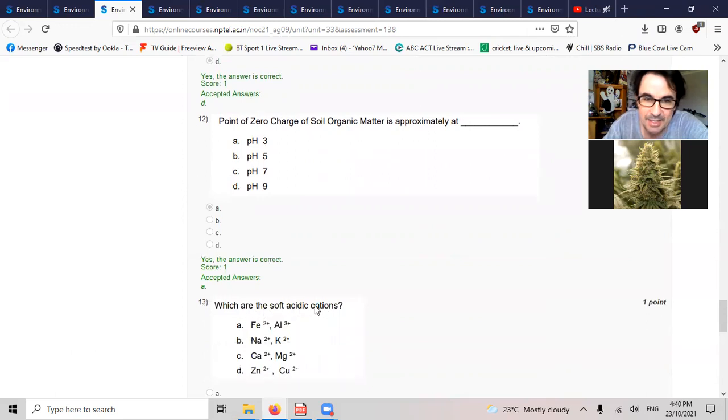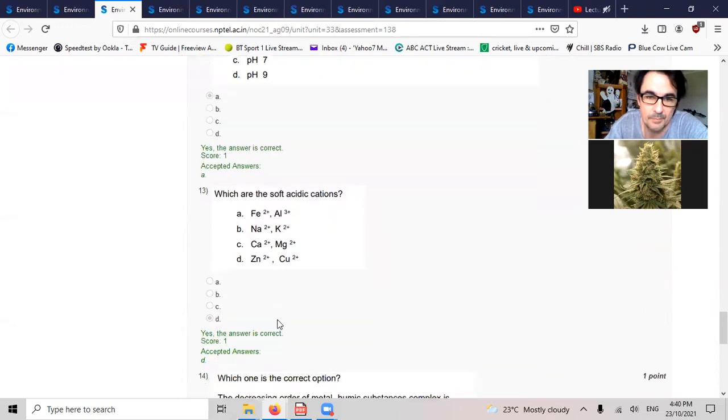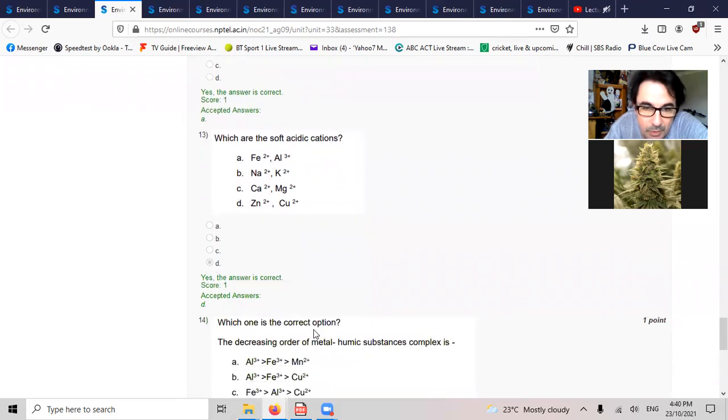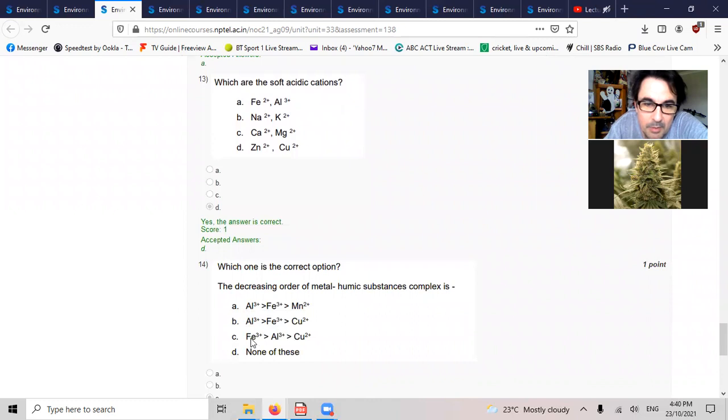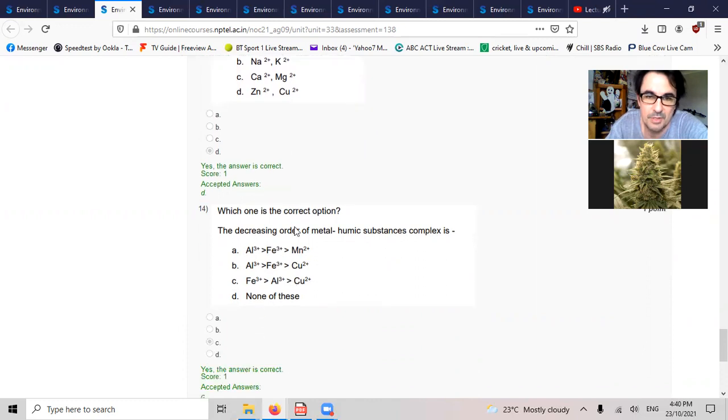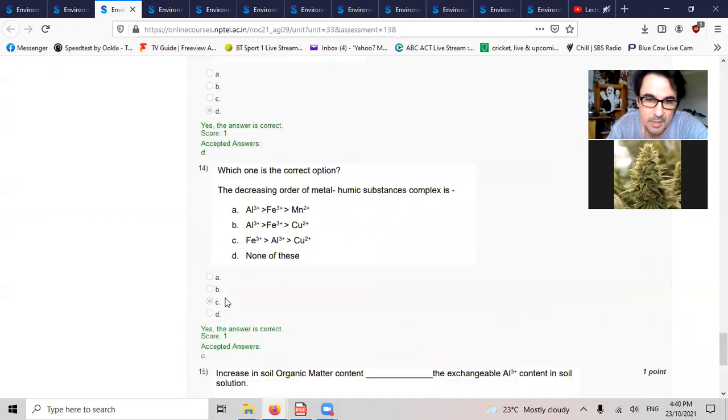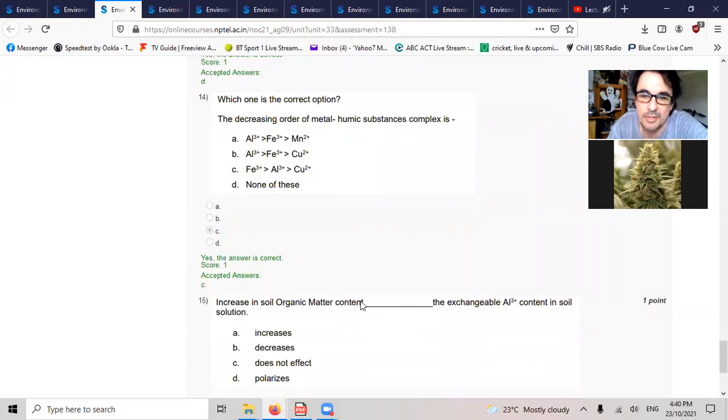What are the soft acidic cations? Well, they're pretty soft, but they're not as soft as zinc. So zinc and copper. Because calcium, magnesium, potassium, sodium, and potassium, iron, and aluminium. Which one is in the correct order? Aluminium to iron. No, it's iron, then aluminium, and copper. The decreasing order of metal binding with humic substances, iron, aluminium, copper. An increase in soil organic matter content, something the exchangeable aluminium content in the soil. Well, it's got to go down.